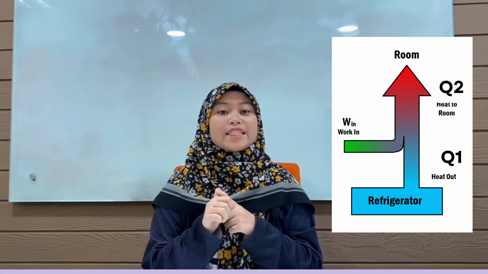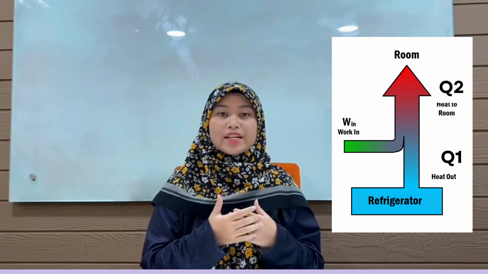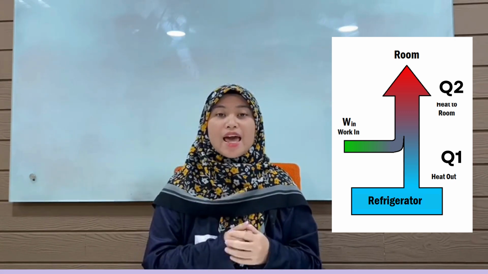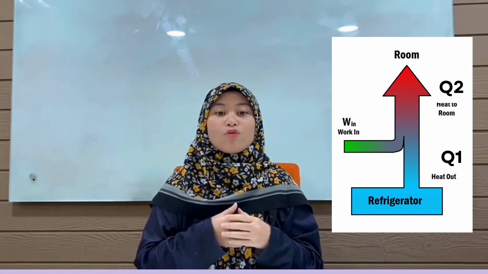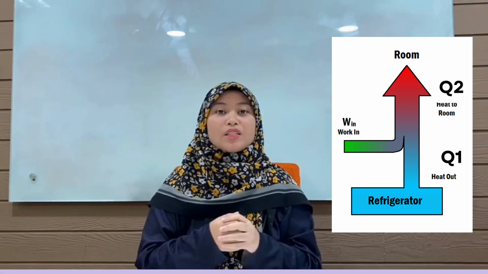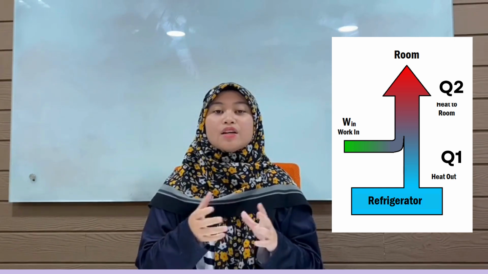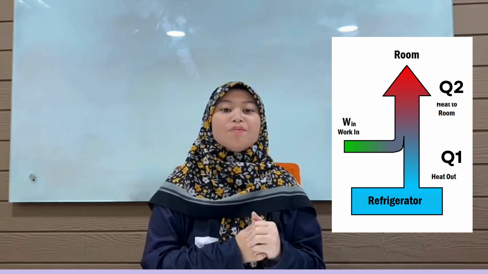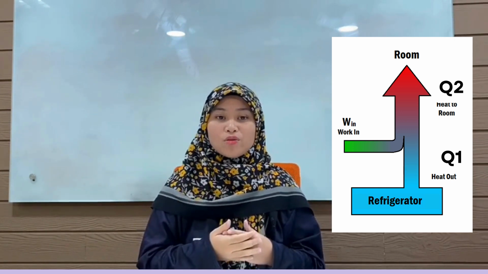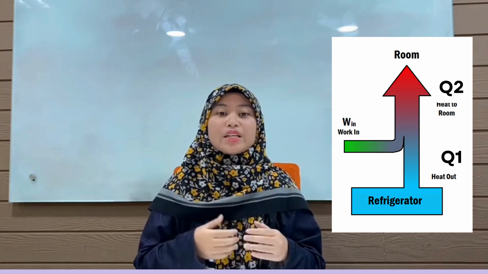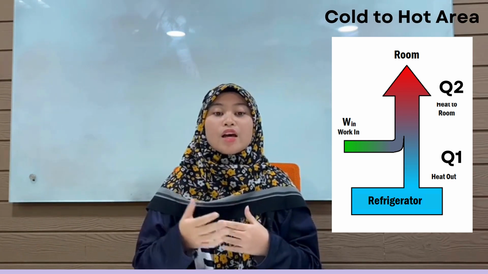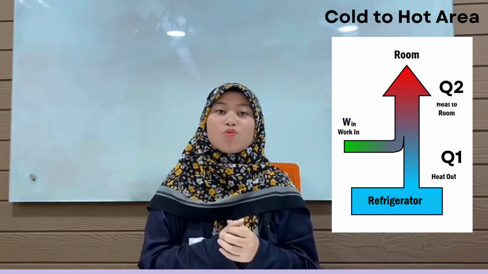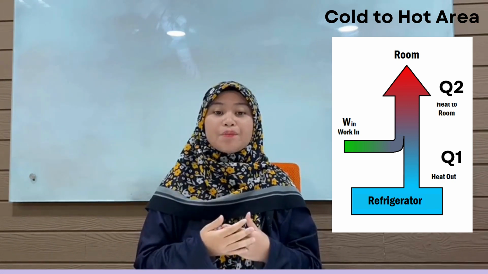So, Q1 is heat in the refrigerator, which has a low temperature. And Q2 is at high temperature, where the heat goes out from the refrigerator, which is the heat in the surrounding. Okay, to let everyone know, in this situation the refrigerator transfers heat from cold to hot, so we need to input some work to maintain the system.